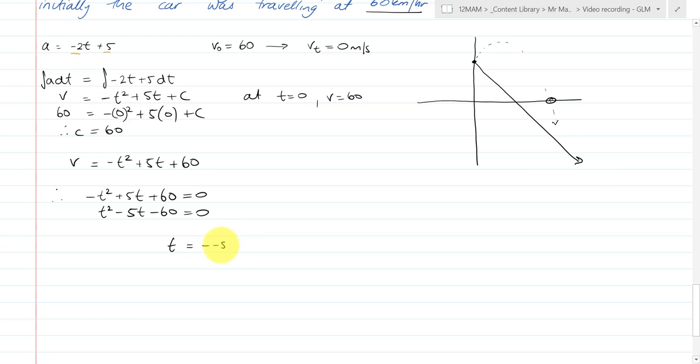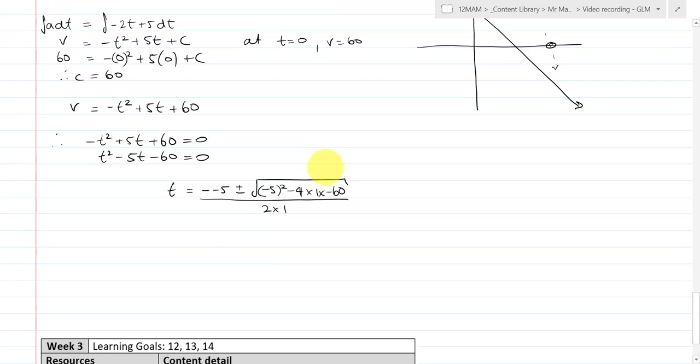I get negative negative 5 plus or minus the square root of negative 5 squared minus 4 times 1 times negative 60, and of course that is divided by 2 times a, which is 2 times 1, and that gives me 5 over 2, which is 2.5, plus or minus the square root of 25, that, minus 4 times 1 times negative 60, which is plus 240.